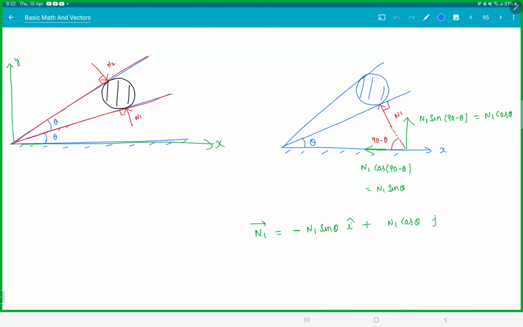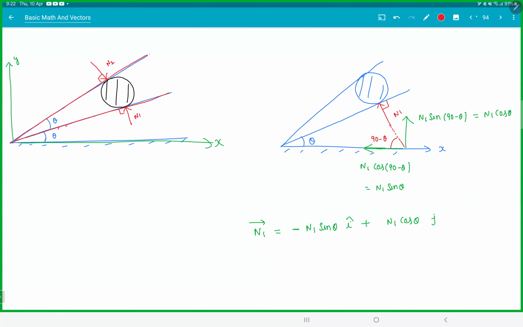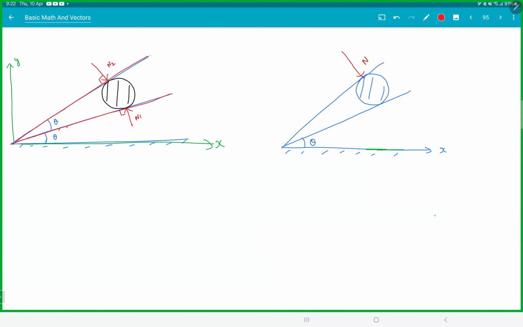Again, it's all about little geometry, everyone. So look carefully here. So now you want to find N2. This is theta. Now, if from here you drop a perpendicular, extend the line like this, this is 90 degrees. This angle is 2 theta. What will be this angle, everyone? 90 minus 2 theta, na? Is that clear, everyone? If that is 90 minus 2 theta, then this angle will be 2 theta.